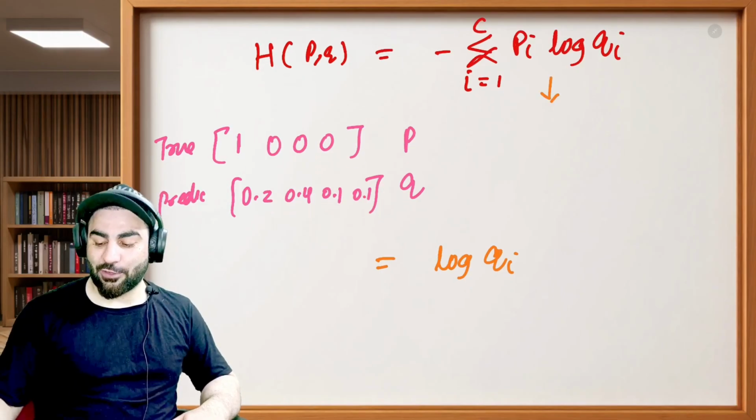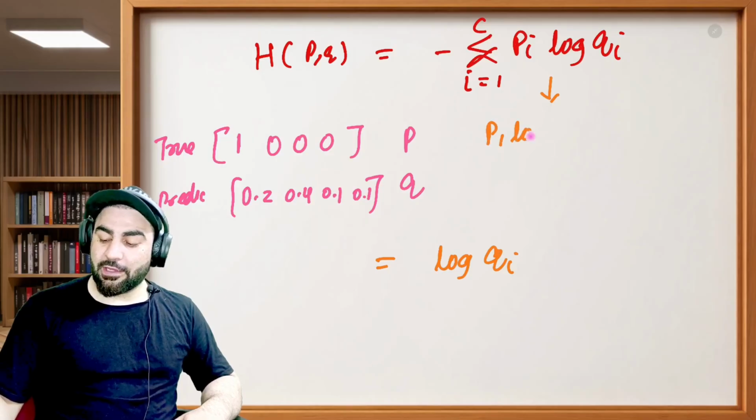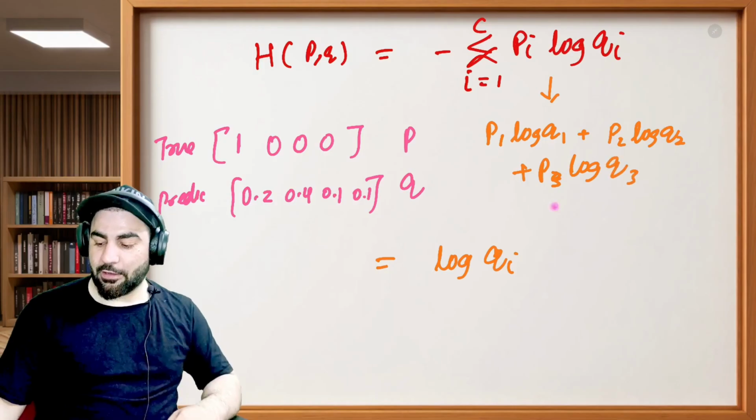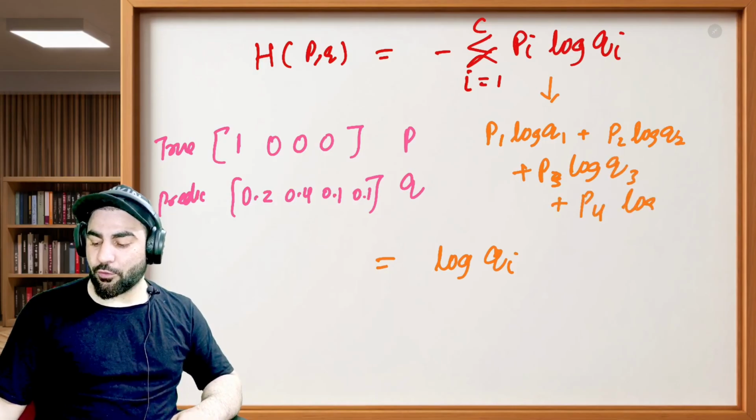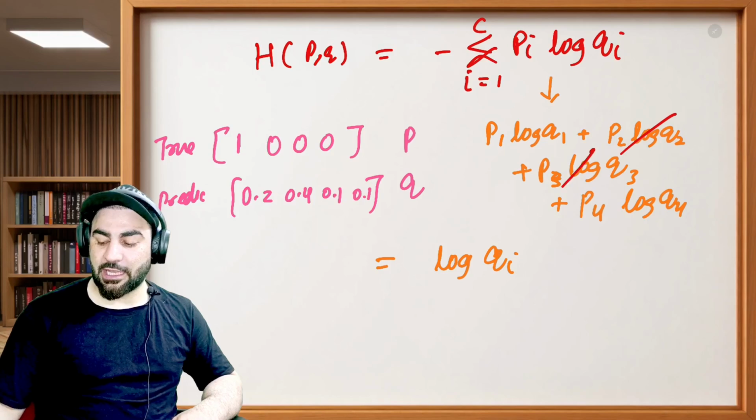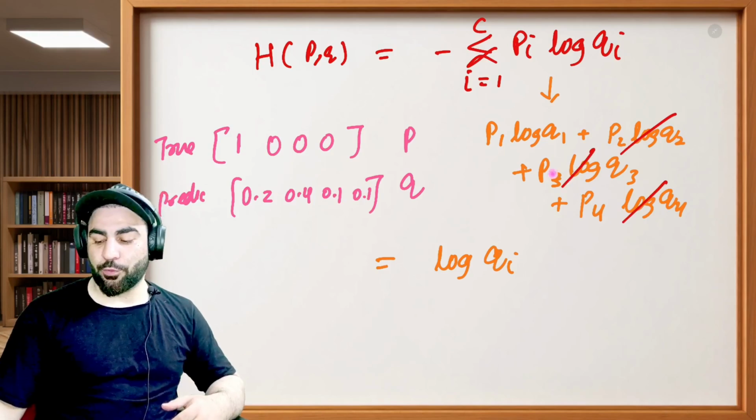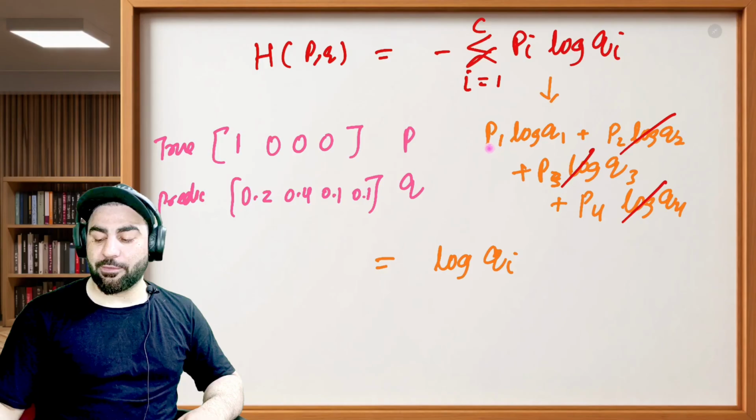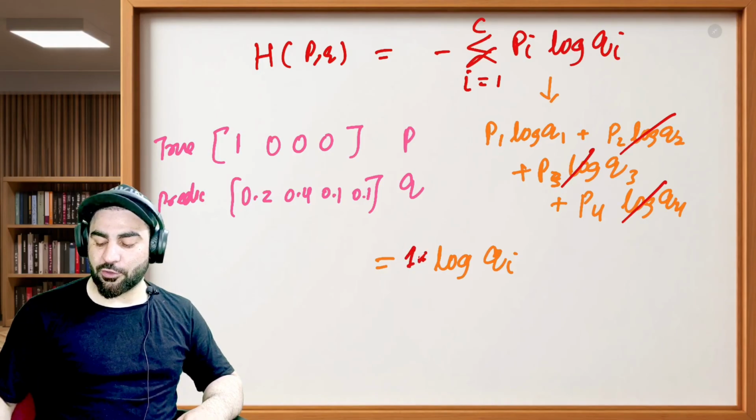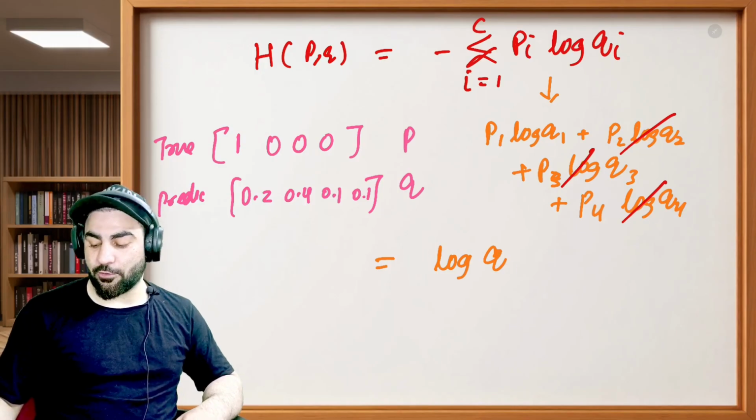If I expand this, this will be p1 log of q1 plus p2 log of q2 plus p3 log of q3 plus p4 log of q4. Now if you see this, in this case p1 is 1, rest is 0. So this will be cancelled, this cancel, this cancel. They'll go to 0 because p2, p3 and p4 are equal to 0. We'll only be left with p1 log of q1, but p1 is 1, so we'll be given 1 multiplied by this. So this is equal to log of qi, in this case log of q1.